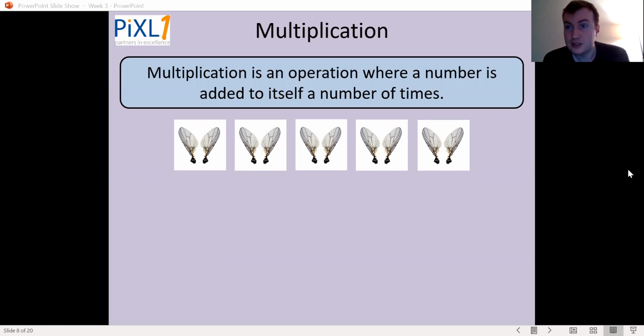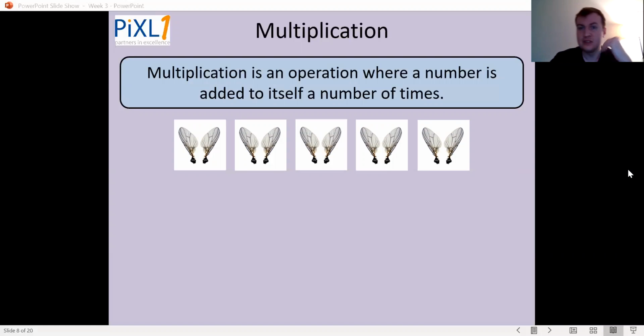For our times tables today, we're just going to take a step back and really think about multiplication and what that means. Try and further our understanding of multiplication. So multiplication is an operation. There are 4 operations in maths. You've got add, take away, multiply, and divide. Multiplication is an operation where a number is added to itself a number of times.